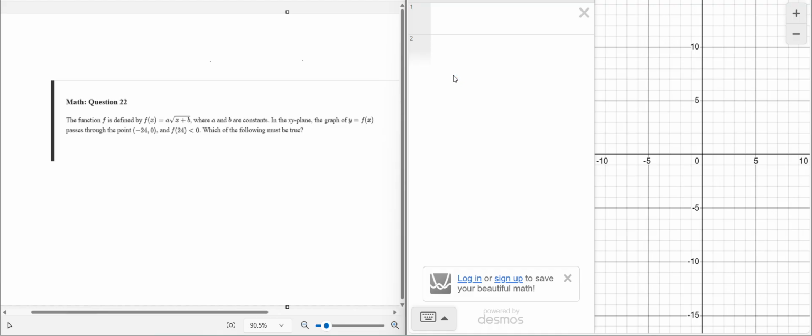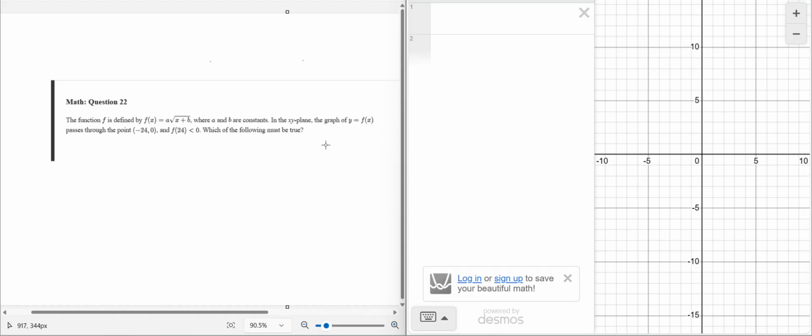The function f is defined by f(x) equals a square root x plus b, where a and b are constants. In the xy-plane, the graph of y equals f(x) passes through the point (-24, 0) and f(24) is less than 0. Which of the following must be true?